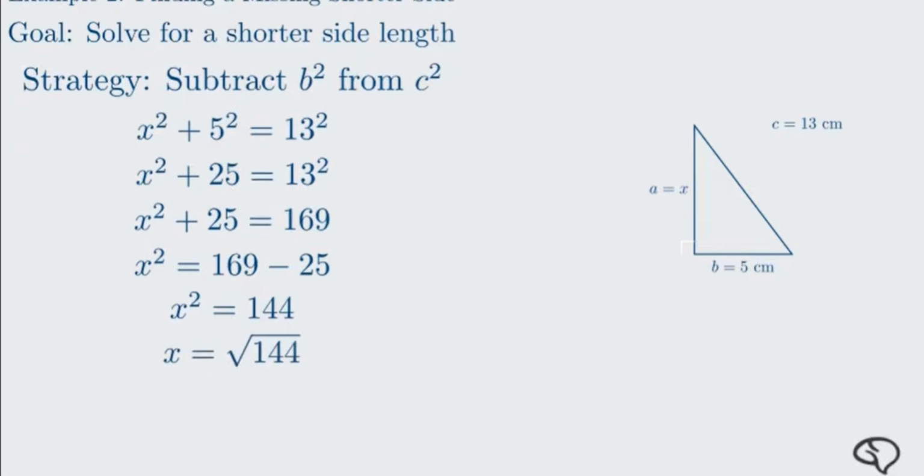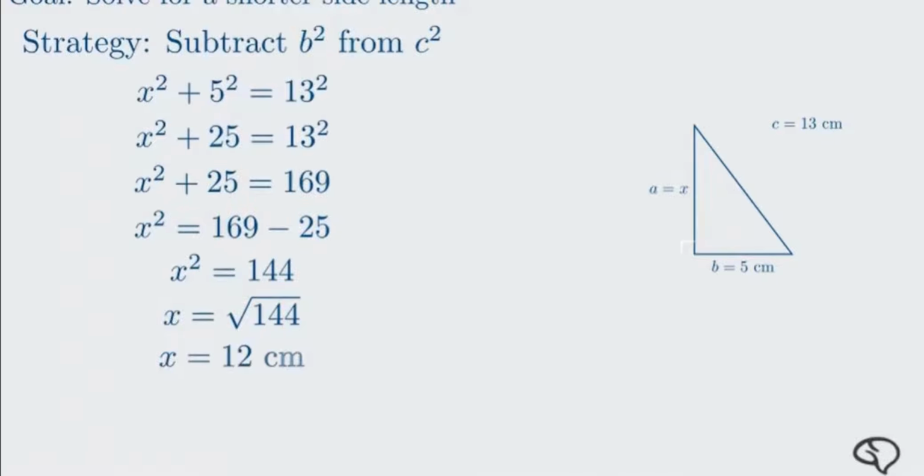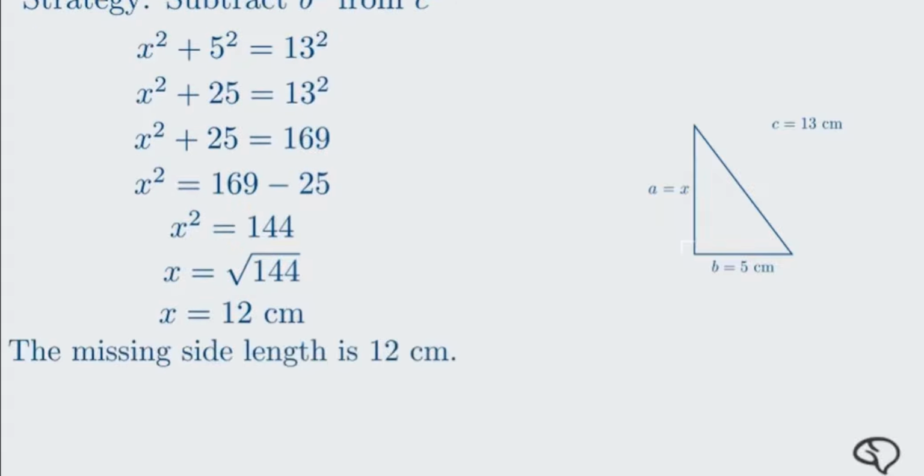Just like before, we need to find x, so we take the square root of 144. The square root of 144 is 12, because 12 times 12 equals 144. The missing side length is 12 centimeters.